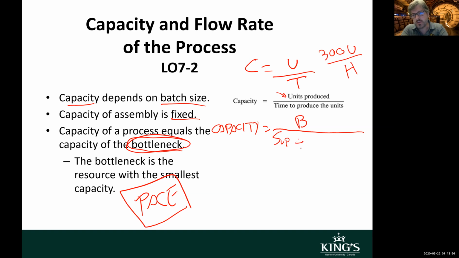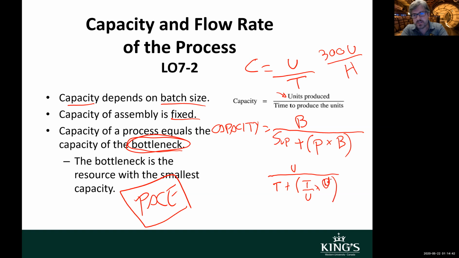So it should be linked. Capacity should be linked to the number of units produced. That's your batch, right? Divided by the time to produce those units. So your setup plus P, which is your processing time, right? And you're producing a group of units at the same time, so you gotta multiply this by the batch size again. So let's see if this makes sense. Batch size is units, setup is in time, all of this plus processing time is time per unit, and batch is units, right?